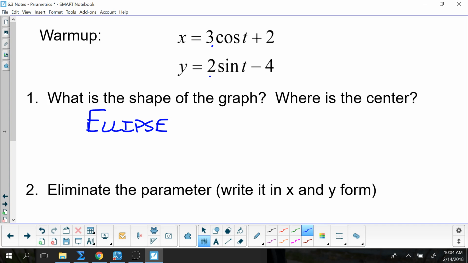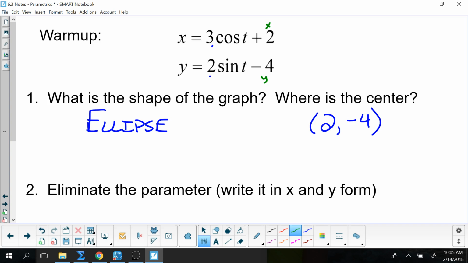Where is the center of my ellipse? We can do this one again without graphing also. At 2, -4. This part right here is my x part of the center. This part right here is the y part of my center. That's the cool thing about parametric equations, is that whatever's added or subtracted at the tail end of it without the t, that's kind of where that center goes.